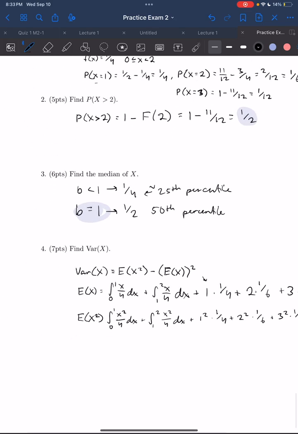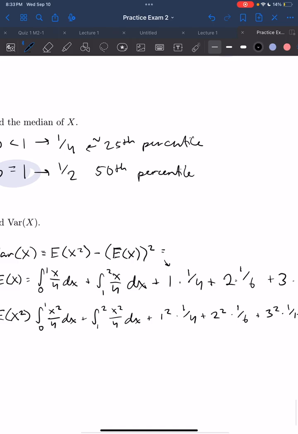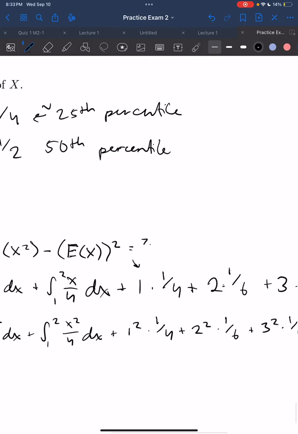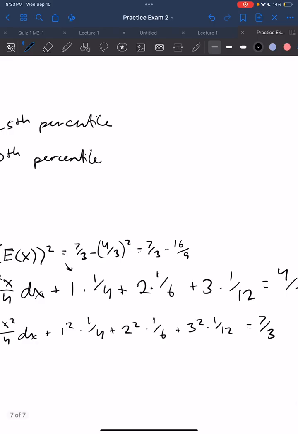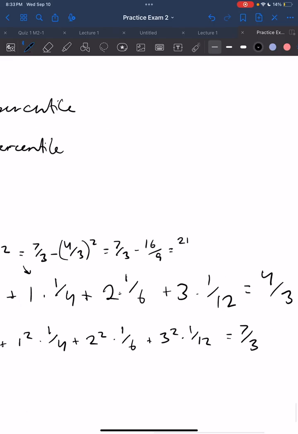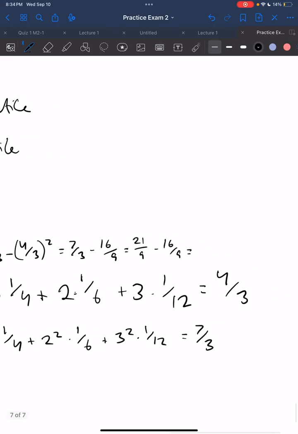And now we can plug it into our variance formula. So that would be 7 over 3 minus 4 over 3 squared. And that would be 7 over 3 minus 16 over 9. And then 7 times 3 is 21 over 9 minus 16 over 9. And that is equal to 5 over 9. And that is our answer.